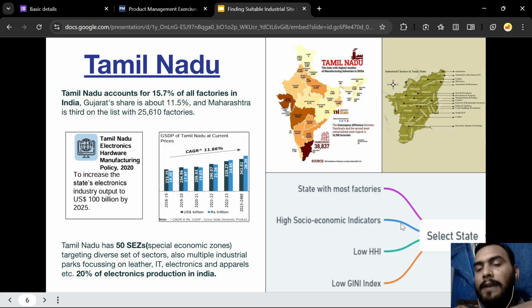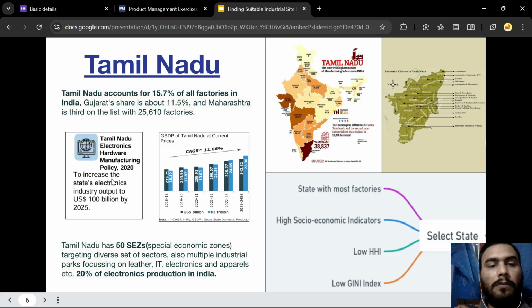And why I chose it: these are some of the industrial clusters in Tamil Nadu, the state with the most factories. The different industrial clusters are based on the particular goods they produce. It may be vehicle manufacturing or textile manufacturing, depending on the goods they produce.